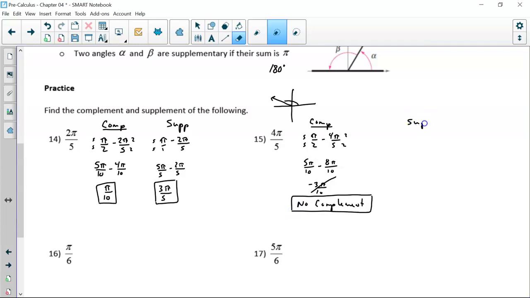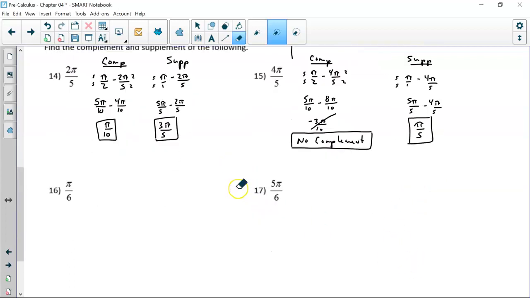Now for our supplement, we should have a supplement here. It's going to be pi minus 4 pi over 5. So get that common denominator, multiply by 5 over 5. So we get 5 pi over 5 minus 4 pi over 5. So we're going to get pi over 5. And there is our supplement. And we're really just letting the math do the work for us here.